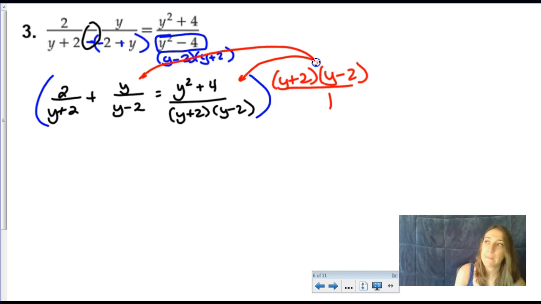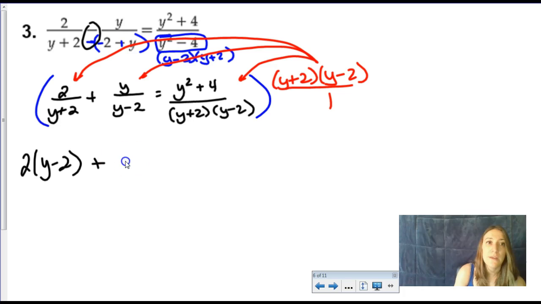So I'm going to take a little shortcut when it comes to what's left through my distribution. In this first term, the y plus 2's will cancel, but you still have a 2 times a y minus 2. The plus 2's are gone. And then in the second fraction, the y minus 2's cross cancel, which means you still have a y times a y plus 2. And the last fraction is amazing because they both cancel, so you just have a y squared plus 4.